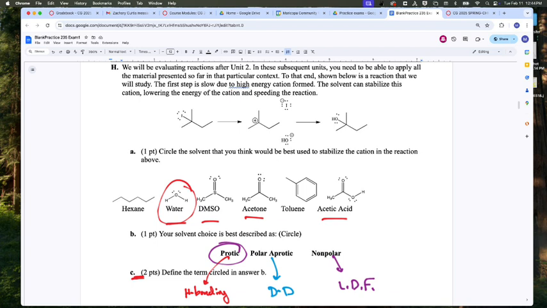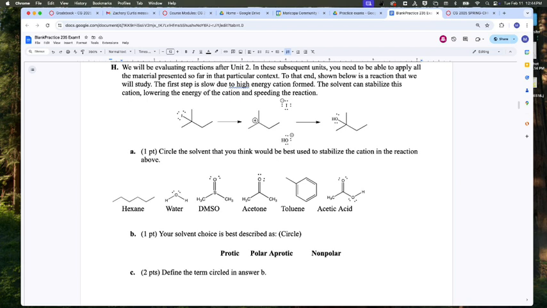What if you circled, because what ifs are always fun. Let's clear everything. What if you circled hexane? It says circle the solvent that you think would be best. That's pretty sketchy. It shouldn't be hexane. Did you describe it as nonpolar? And did you say it was London dispersion? I'm going to give you credit for those two because those two align with the answer choice you picked. Are you wrong? Yeah, but you're at least internally consistent within that system. Does that make sense? Should I drop points for that circle?